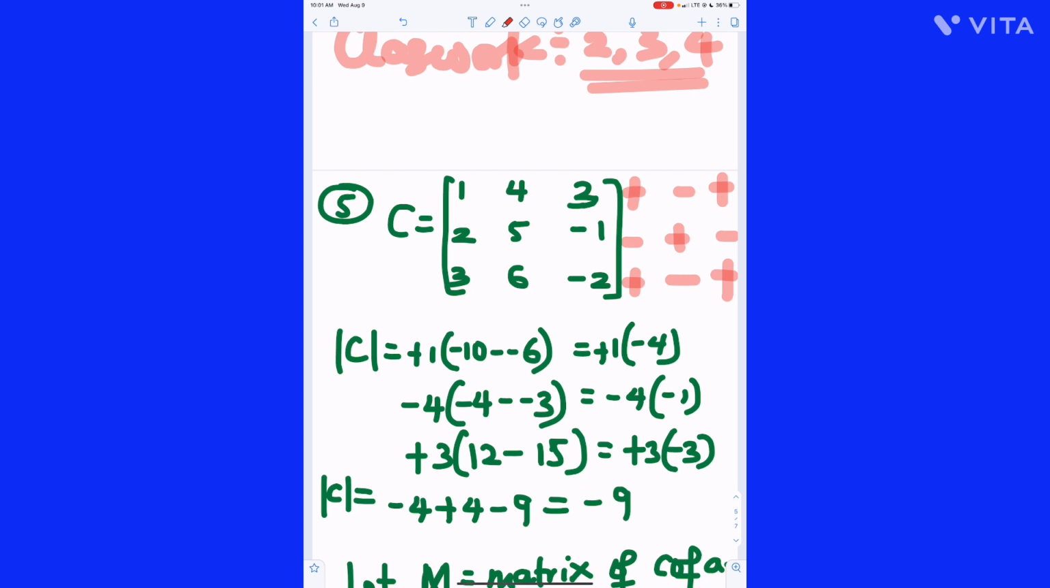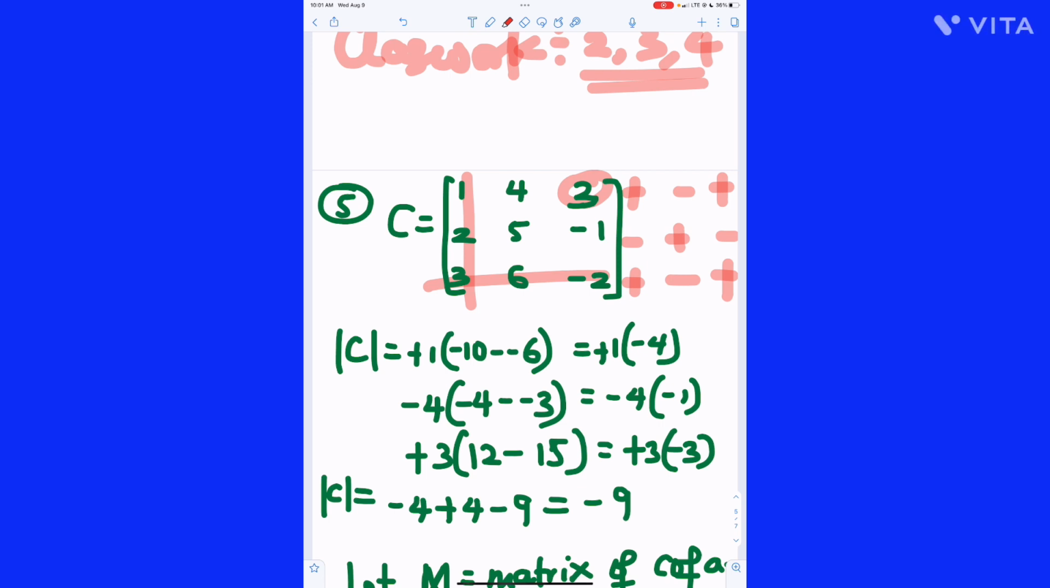Cross out the column and row where 3 belongs. Its cofactor should have a positive sign. And that should be what? After crossing out its row and column, I have 4 times minus 1 left, minus 4. Then 5 times 3 is 15.